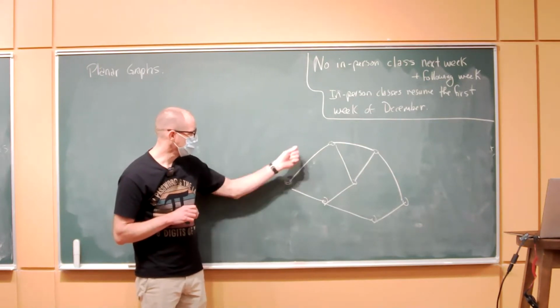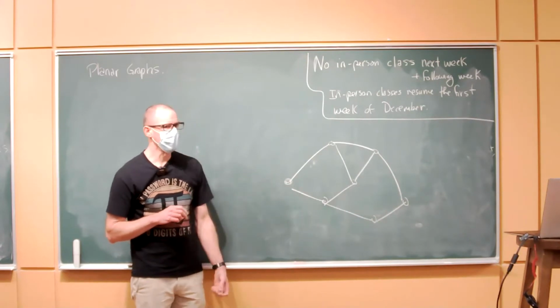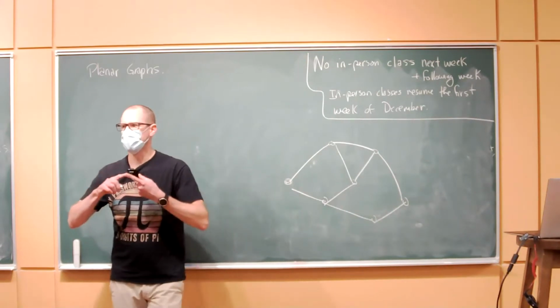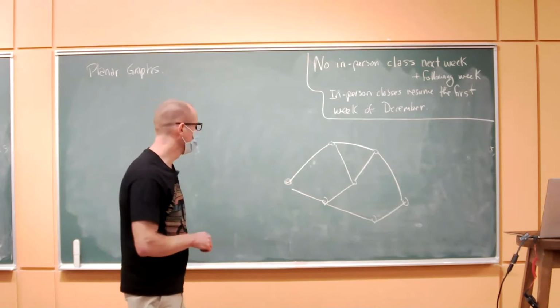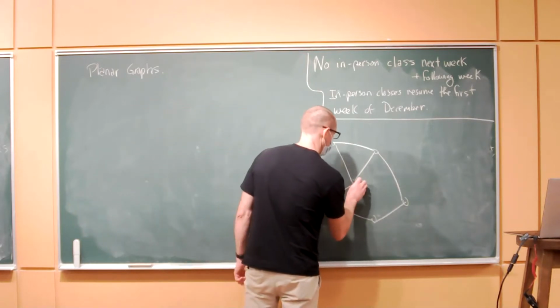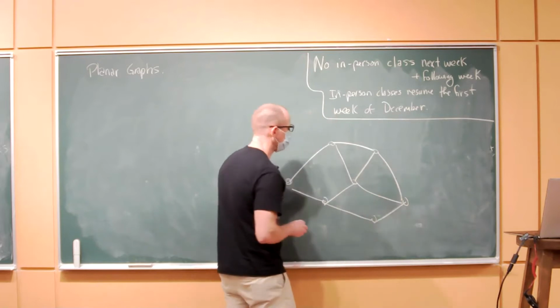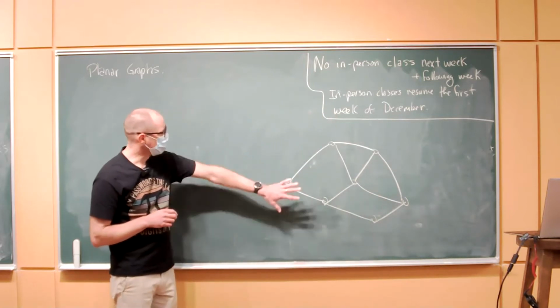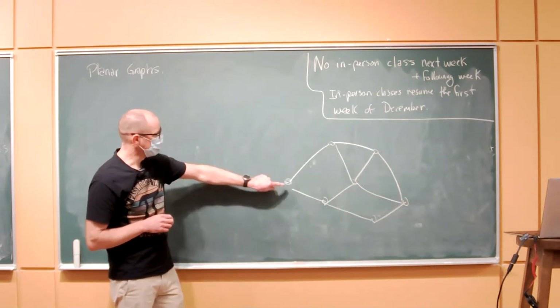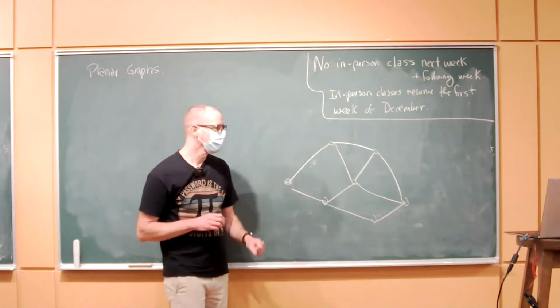And I can draw them in the plane like this so that no two edges cross each other, except if they happen to meet at the same endpoint. Okay. So this is a plane drawing of a planar graph. So this drawing is a proof that this particular graph is planar.